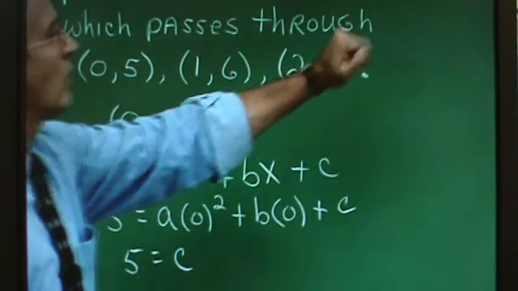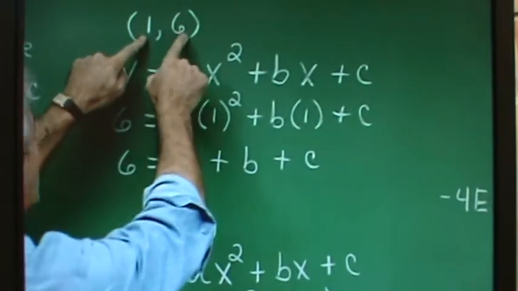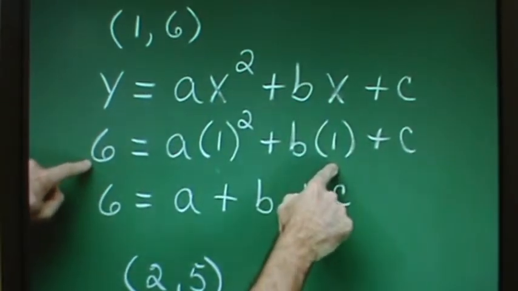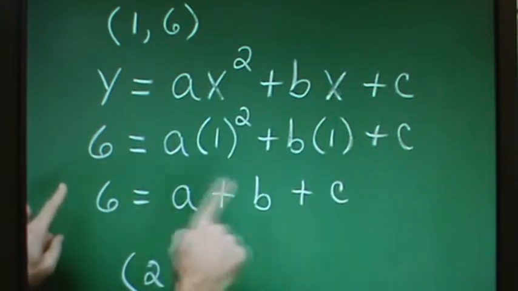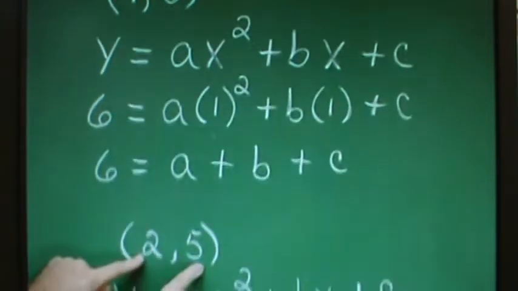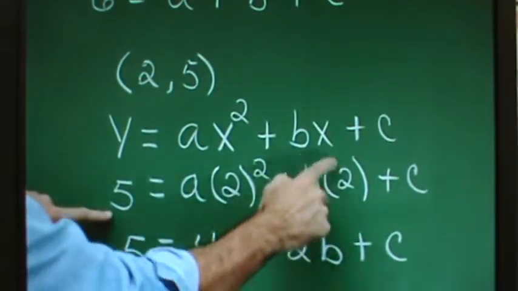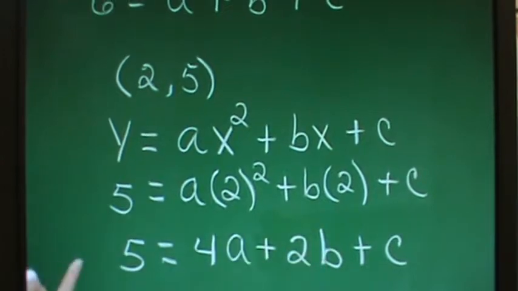Here we go. For the point 1, 6, you see, replace x with 1 and y with 6. So the y becomes 6, the x is 1. And we simplify a bit, we find 6 to be equal to a plus b plus c. For the point 2, 5, x is 2 and y is 5. So we have y is 5 and x is 2. Simplifying, we find this equation. Now we have the 3 equations.